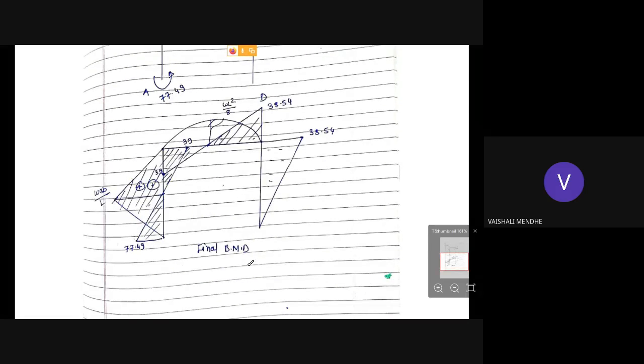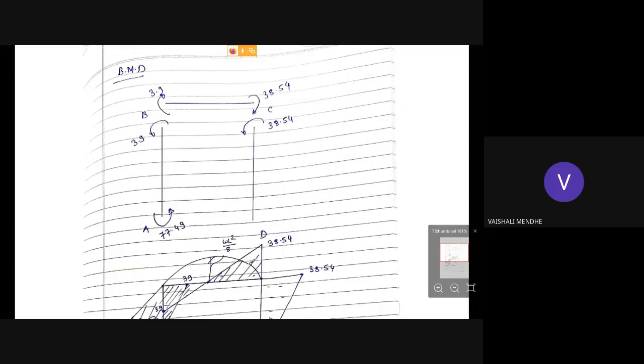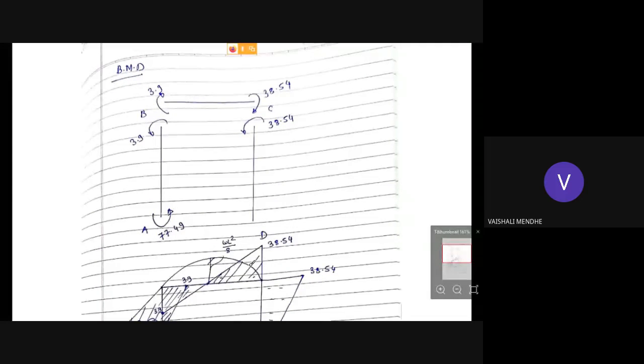So I have finished the first problem. In the next class I will take the second problem. I will cover the overhanging portion of that beam, and one more problem I will cover in the next class, and then I will go for the one leg inclined frame. Here we will cover two types of problems: both legs vertical and one leg inclined frame.